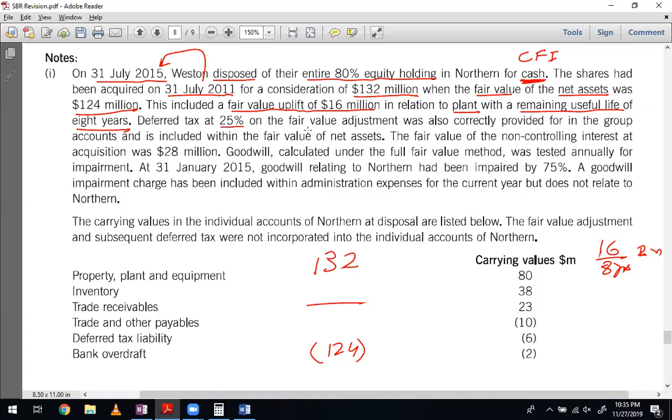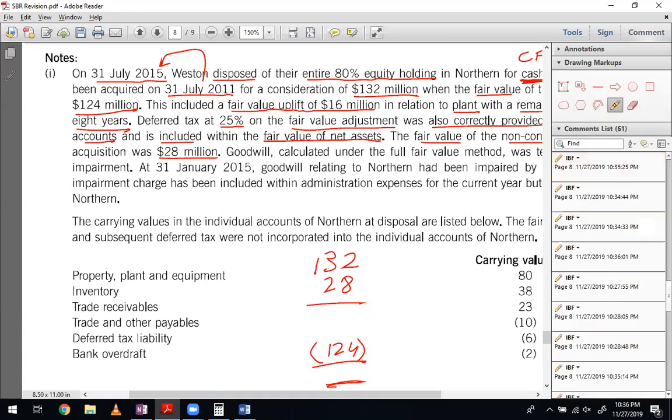Deferred tax of 25% on the fair value adjustment was also correctly provided for in the group accounts and is included within the fair value of the net assets. So 16 into 25% would be 4. 4 million is the deferred tax impact, which is all included in this 124. The fair value of the NCI at acquisition was 28. So if we add 28 over here, this is going to be 160. So 160 minus 124 should give a value of 36.